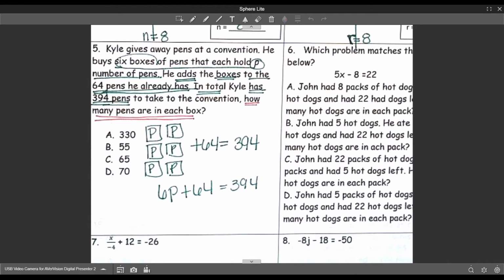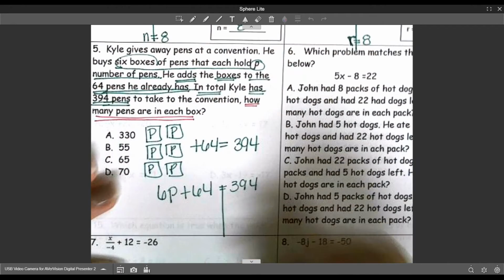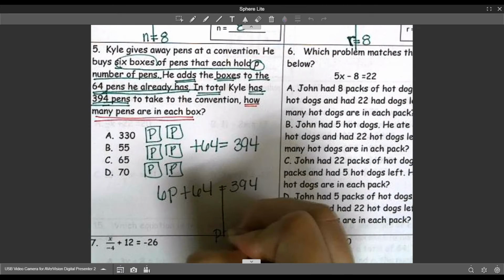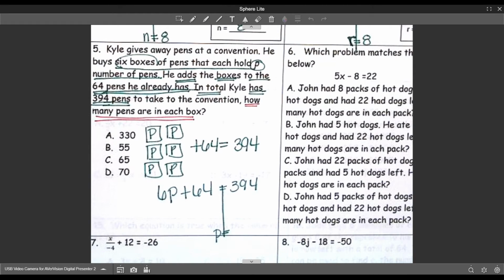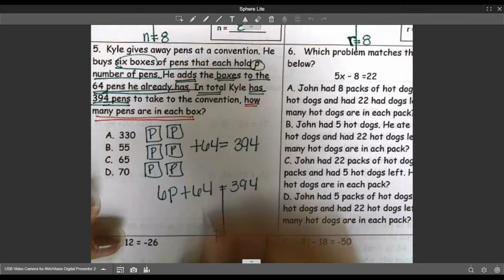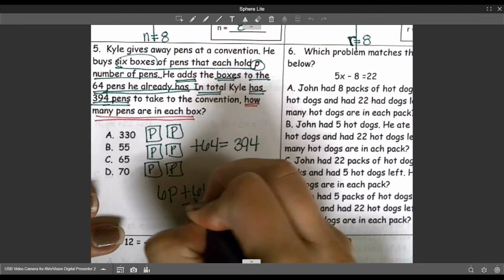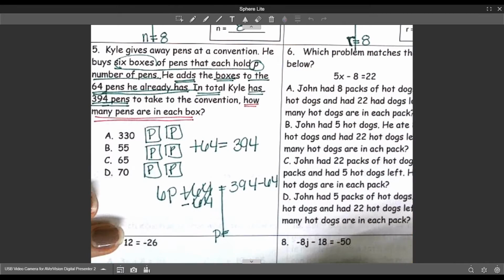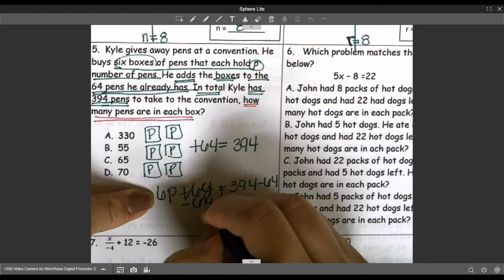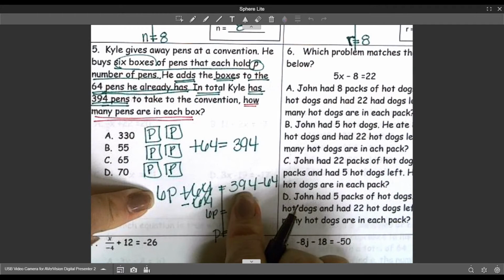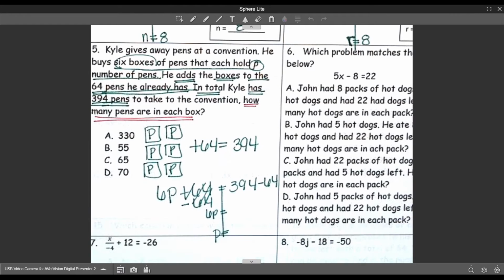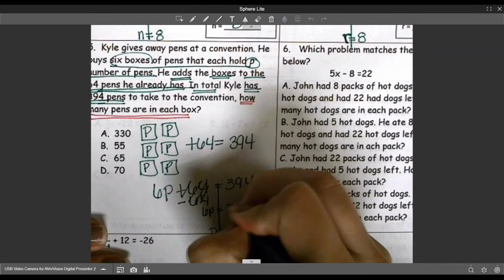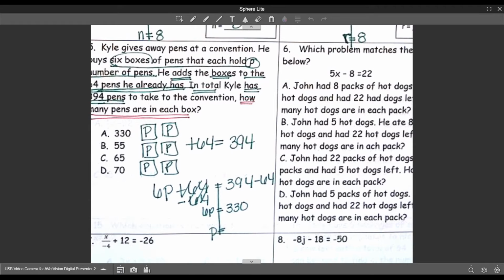So I'm back into a regular equation, and I'm going to go ahead and put the line. What do I get rid of first to know what letter P is? Very good. I'm going to get rid of 64, and the opposite is minus 64. This cancels out. I'm left with 6P. And 394 minus 64 gives me 330. Very good.